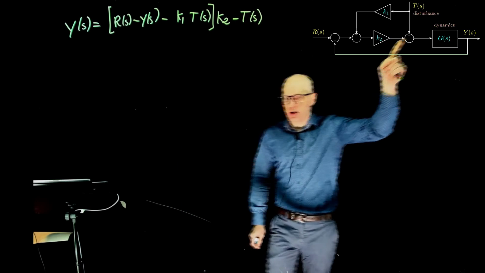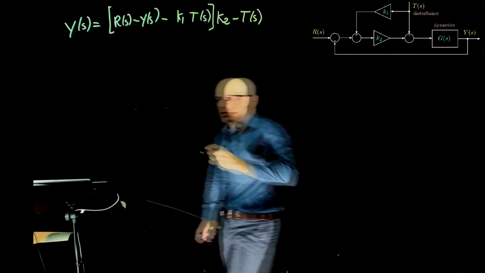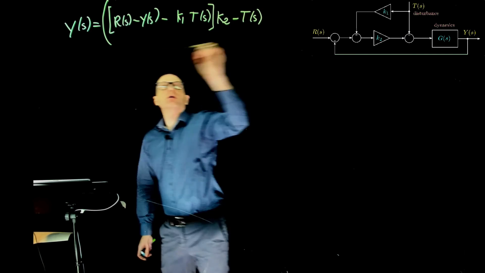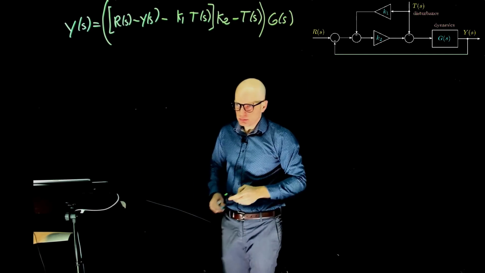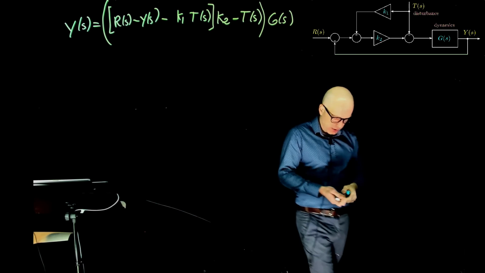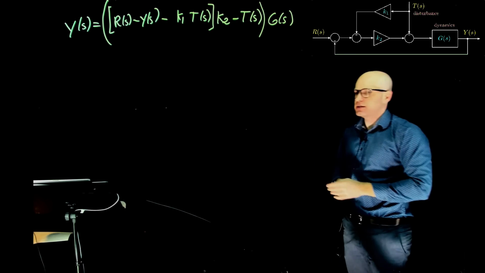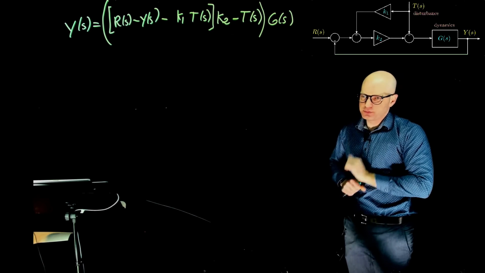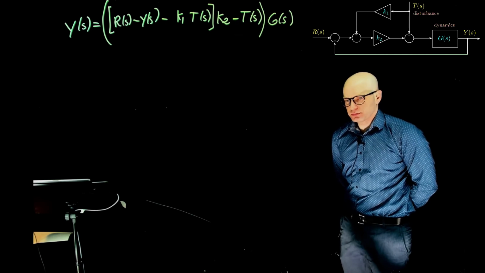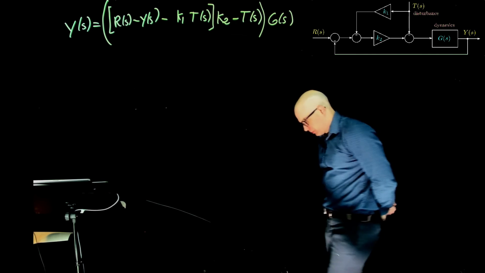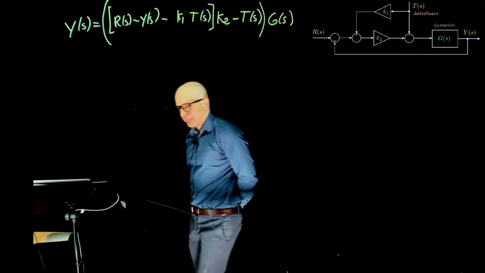Now we are right there. And the whole thing is multiplied by g of s. Now I'll give you a second to digest it. Does this make sense at all? Yep. Yeah?